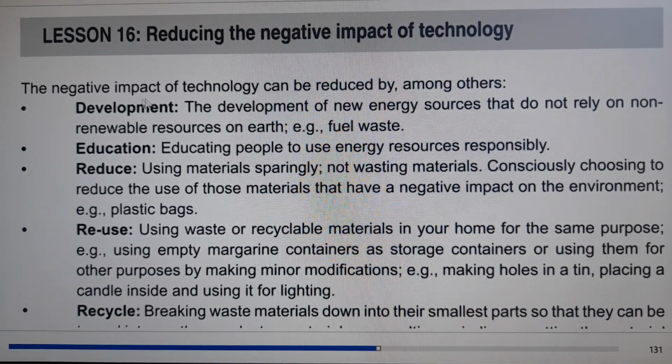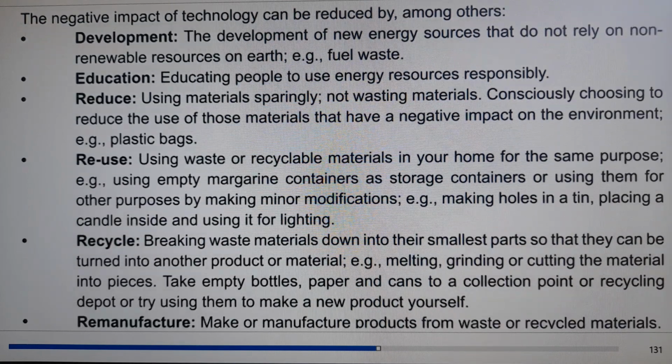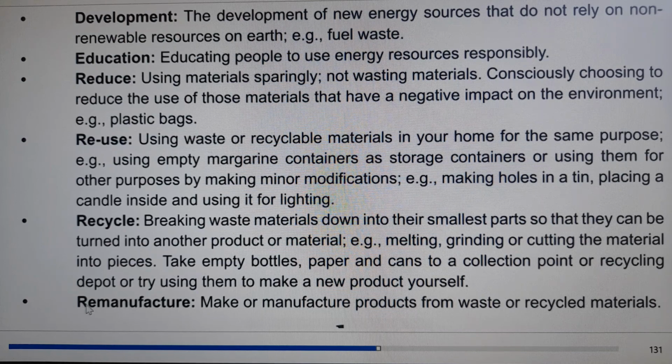The negative impact of technology can be reduced by, amongst others, number 1, development. Number 2, education. Number 3, reduce. Number 4, reuse. Number 5, recycle. Okay, I will go and elaborate. And number 6 is remanufacture.